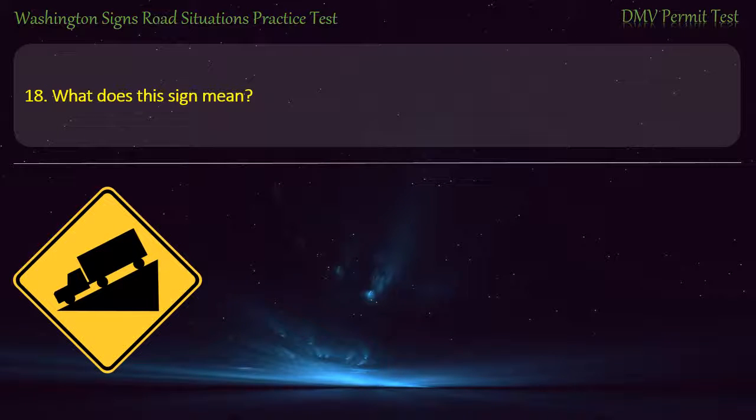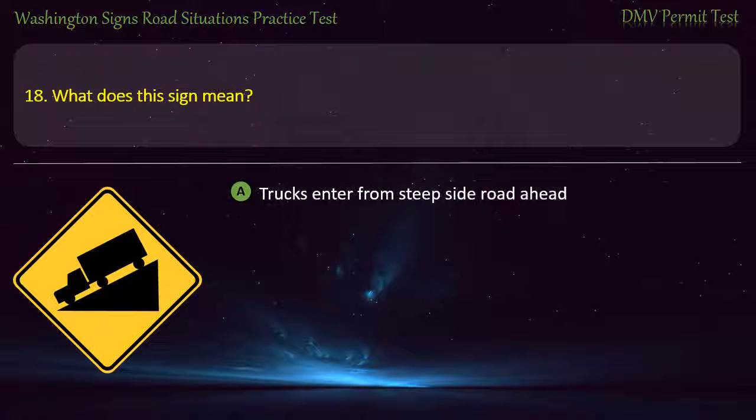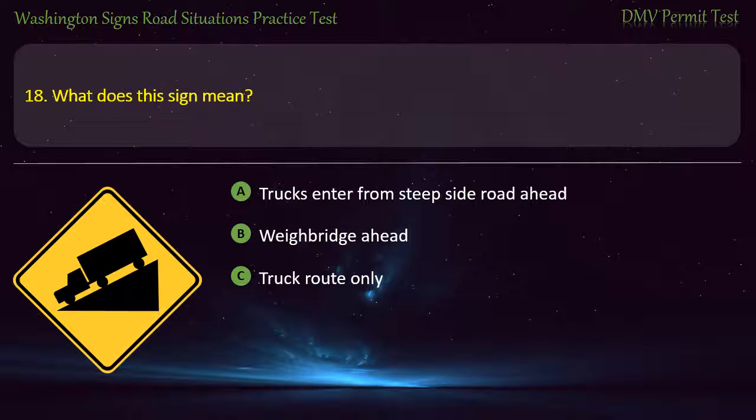Question 18. What does this sign mean? Drug center from steep side road ahead. Weighbridge ahead. Truck route only. Steep descent ahead. Answer. Steep descent ahead.